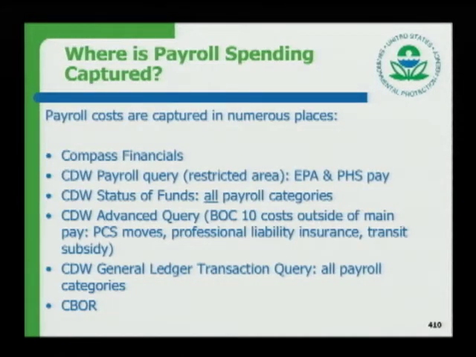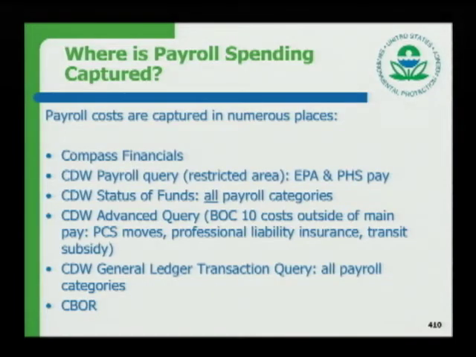On this particular slide, Compass Financials, CDW status of funds, the CDW general ledger query that I showed yesterday, and Seaboard, all of those four are going to have all types of payroll available. The CDW payroll query, which is in the restricted area, you will only find EPA and PHS payroll there. And in the CDW advanced query, you will not find main pay or PHS payroll, but you will find those other categories, the liability insurance and the PCS and transit subsidy.